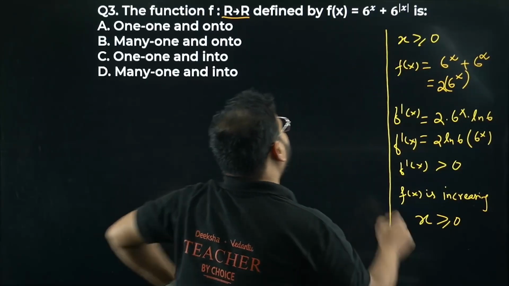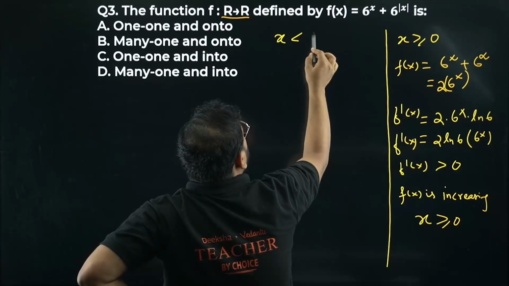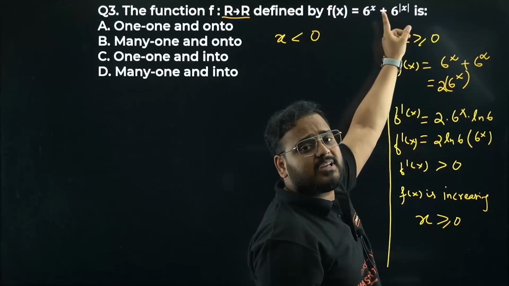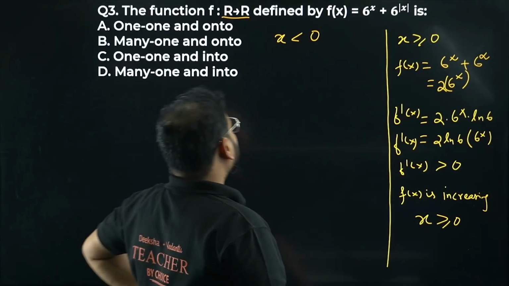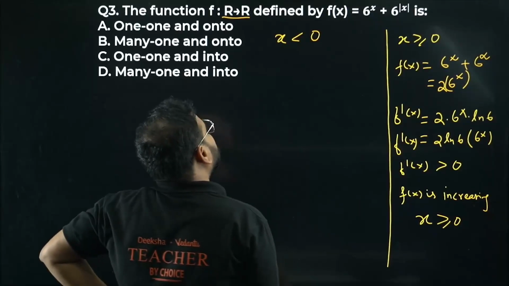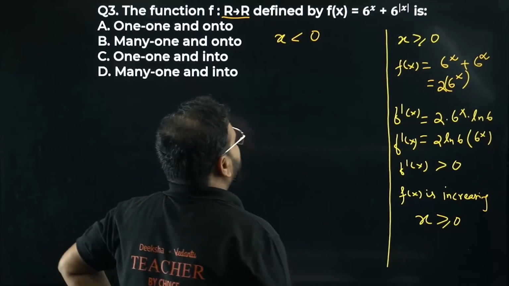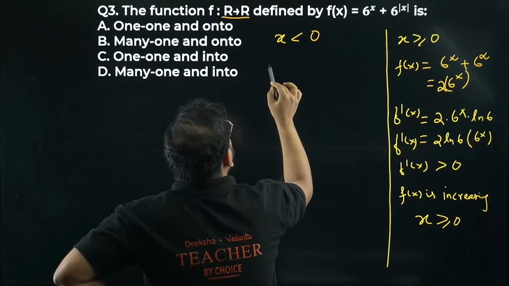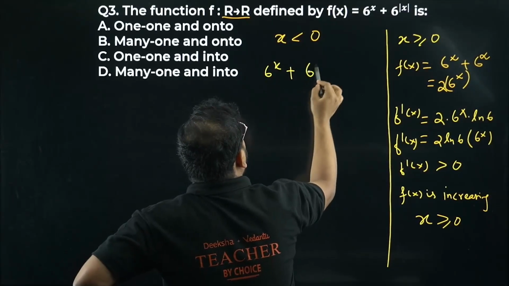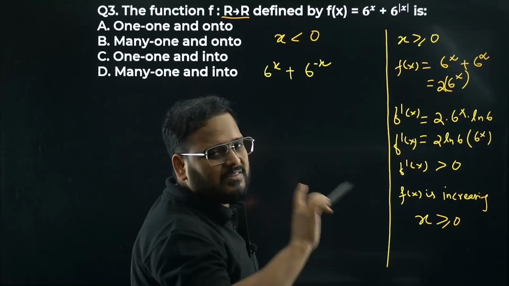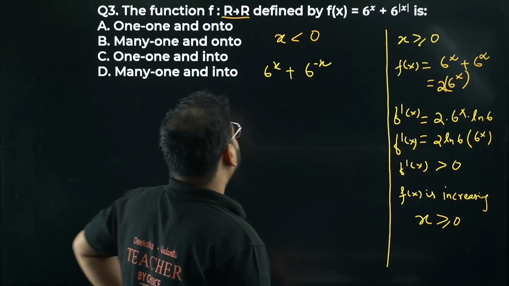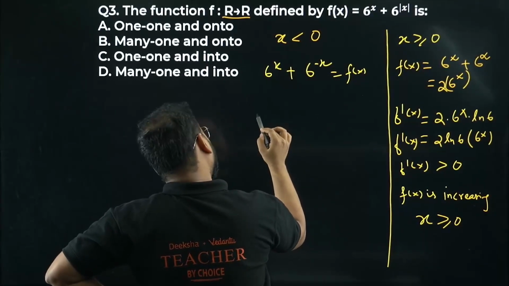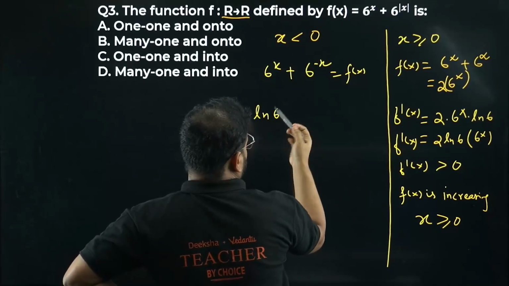Let's look at the other category: x less than 0. Why are we looking at 0? That's the critical point, since there is a mod x. When I take x less than 0, the function becomes 6 power x plus 6 power minus x. Mod x opens with a minus sign, that's why minus x. This is my f(x). Differentiate it now. It will become ln 6 times... what else?